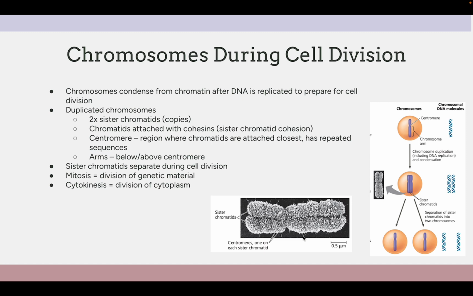This is what we call the centromere, and that's the region where chromatids are attached closest, and it's got a lot of repeated sequences around this part, so that's kind of like an identifying factor. But if you see a picture, it's just that part where it looks like they almost kind of cross over. And then below and above the centromere, we have these arms. So we would call this an arm. This is also called an arm.